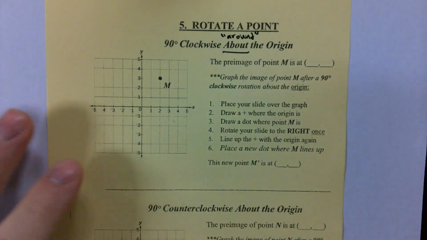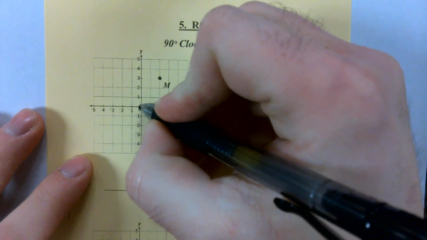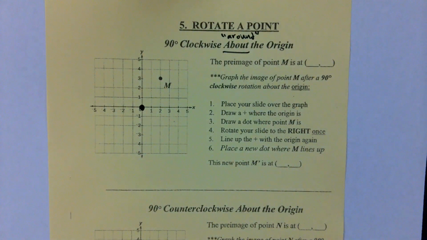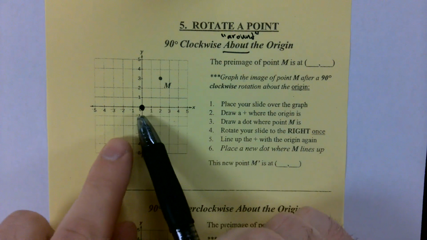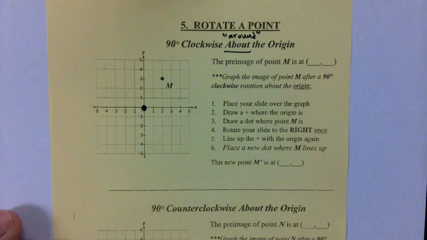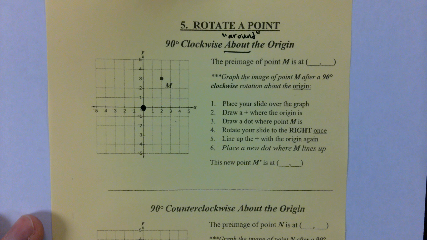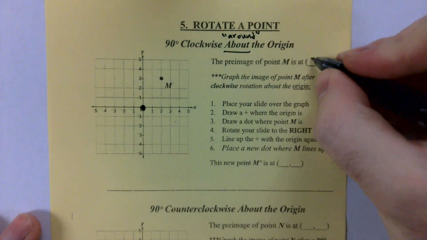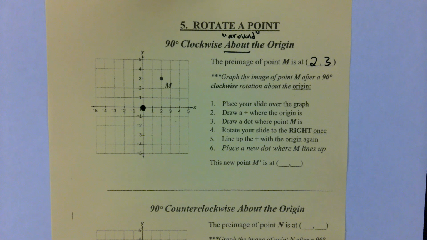Okay? So, make a nice dark dot right there at your origin. Make a dot right there at your origin. Our pre-image point M is right here at the coordinates of 2, 3, it looks like. And we're going to graph the image of point M after a 90-degree rotation clockwise about the origin. Luckily for us, we're only going to be rotating about or around the origin, so that's going to stay the same for whatever problem that we're doing.